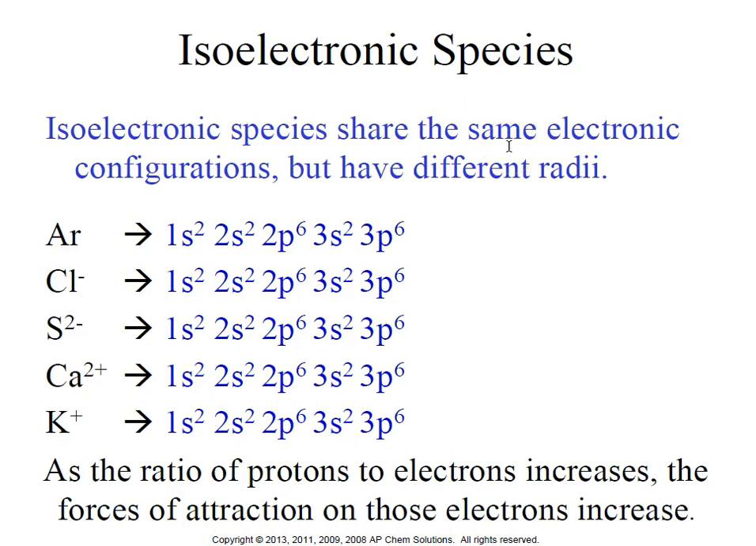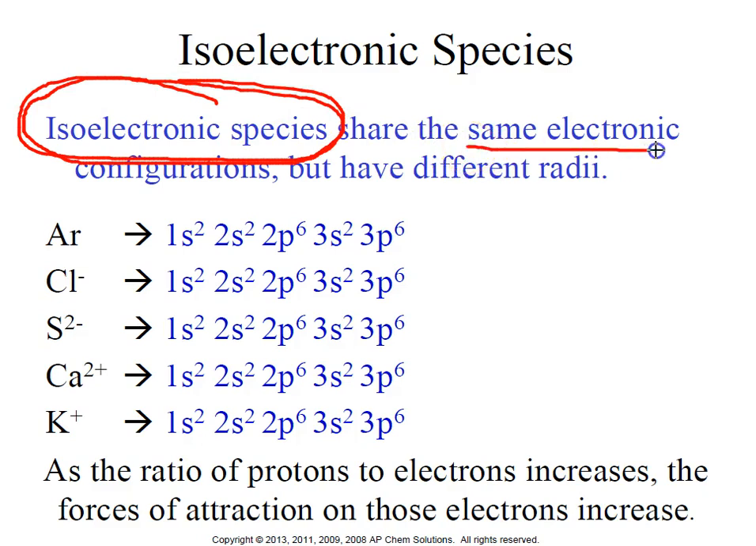As these things gain and lose electrons, sometimes we end up with species that have the exact same number of electrons. And this is a key vocabulary word here. Isoelectronic species are things that share the same electron configuration, but for some reason they have a different radius or size.